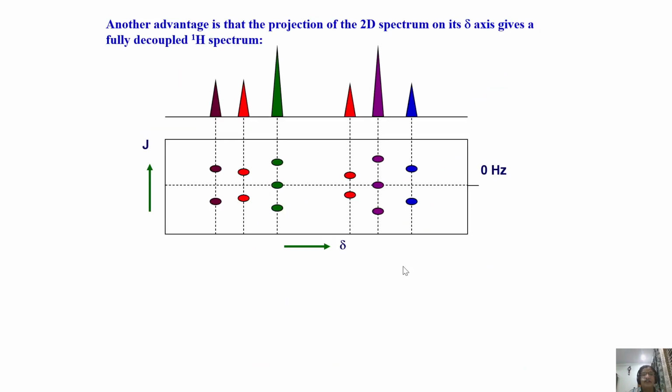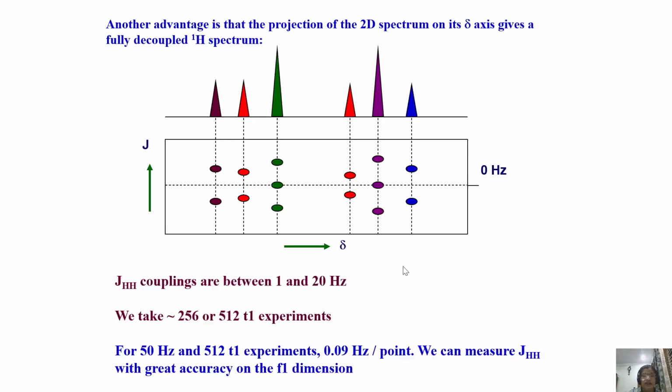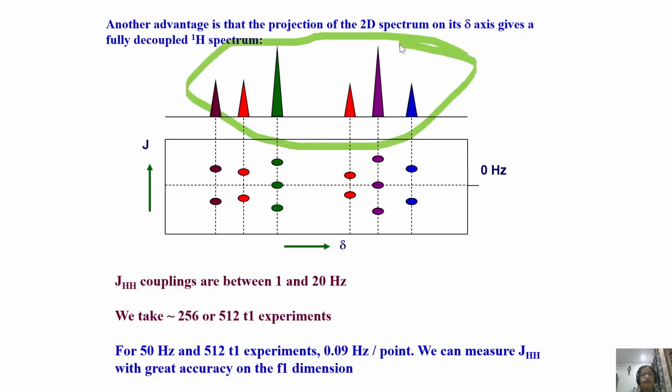This is the advantage. Fantastic spectrum now. I have removed the couplings. I am showing you this is like a completely decoupled spectrum. These are all six chemical shifts, and in this dimension you are getting the J couplings.